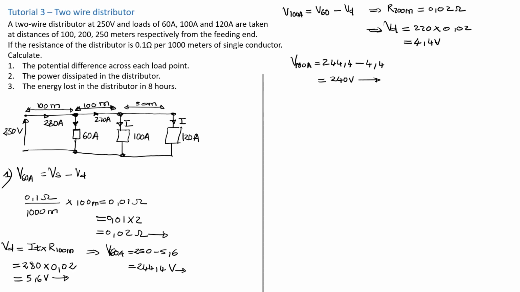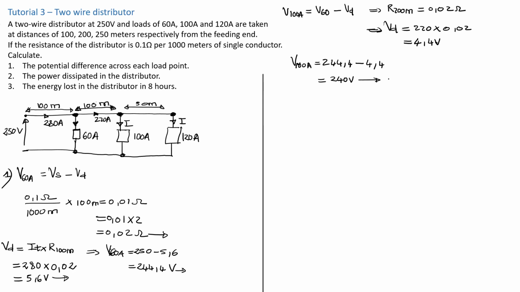So now we also have the voltage at this point here, 240 volt, which dropped further from the voltage at this point. So far, we already lost about 10 volt. From 250 volt to here, we are at 240, 10 volt gone. Now, let's focus on finding the voltage at this point here. This point is 250 meters from the feeding point, but it's actually only 50 meters from this point here. So which means we need to focus on the resistance for the 50 meter cable.